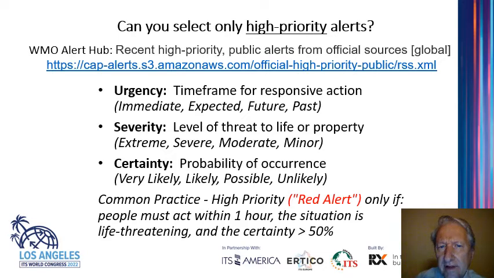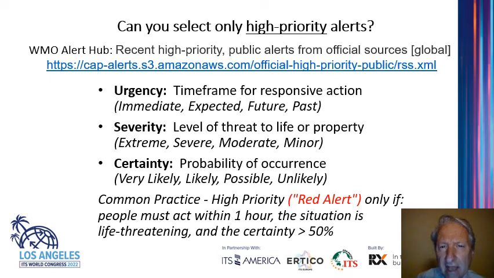The CAP standard defines three data elements relevant to priority: urgency, how soon; severity, how bad; and certainty, how sure. Most countries are following the U.S. legal definition for high priority alerts. That is when the urgency, severity, and certainty are all at the top two levels, which means people must act within 1 hour, the situation is life-threatening, and the certainty is above 50%.